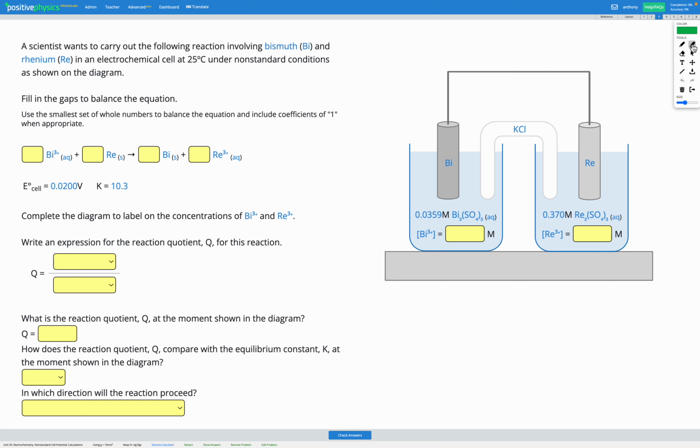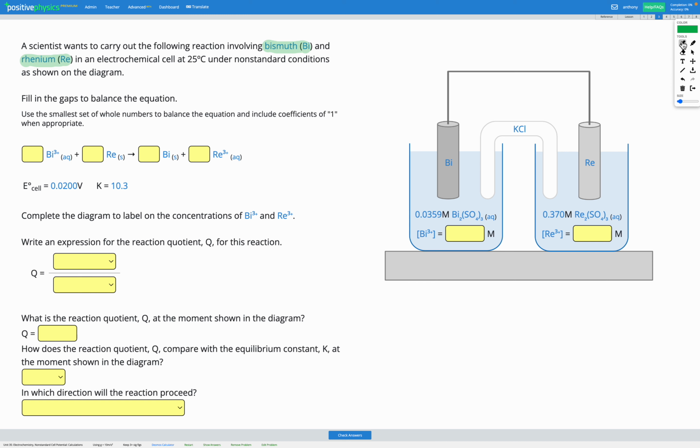In this question, we're going to be figuring out the cell potential of a non-standard cell. In this question, we're carrying out a reaction between bismuth and rhenium in an electrochemical cell at 25 degrees C under non-standard conditions. Non-standard means our concentrations are not equal to 1. Our first step is to balance our equation.